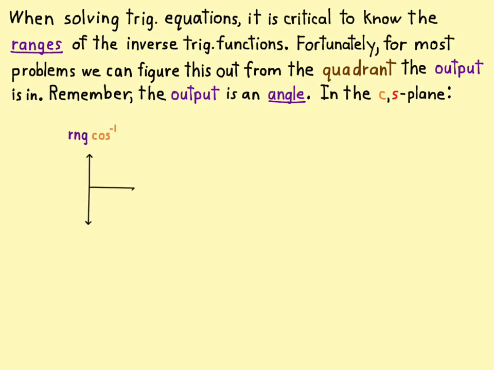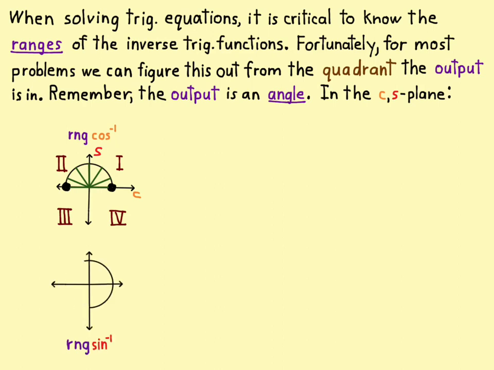So going to the CS plane, the range of cosine inverse, the arc cosine, is in the upper half plane, quadrants 1 and 2, including the c-axis, numbers on the c-axis. Okay? Because remember, the endpoints are included. The range for sine inverse is the right half plane.